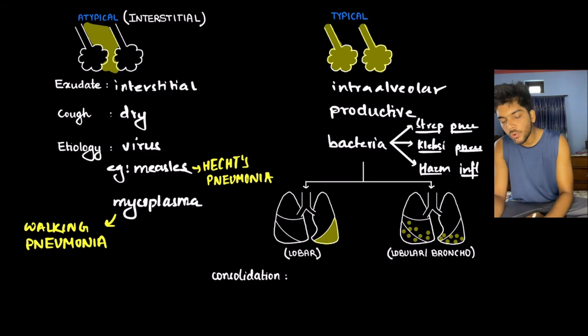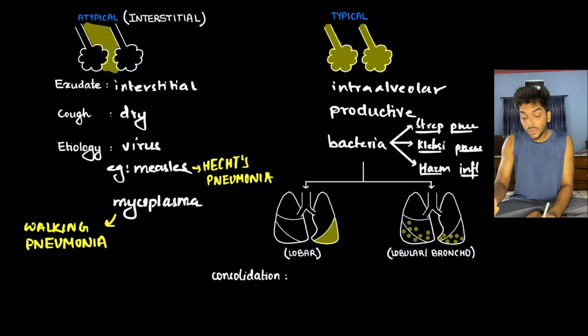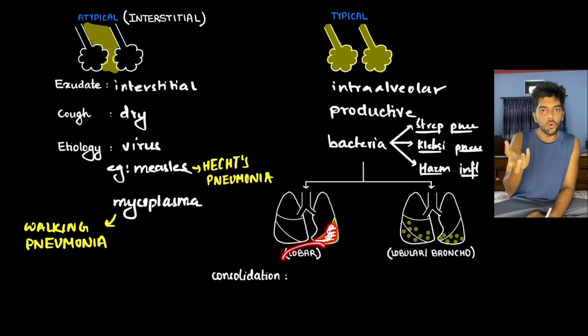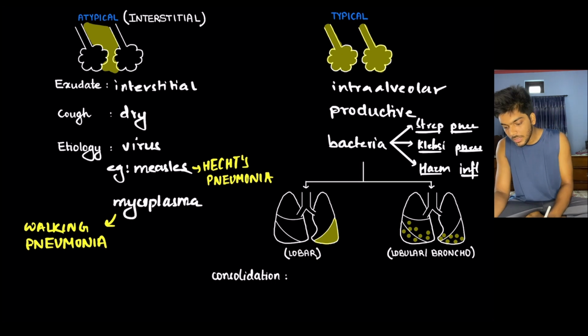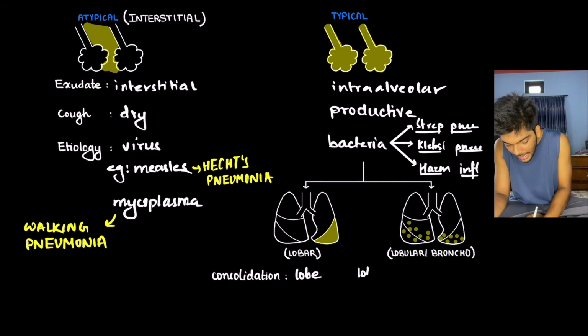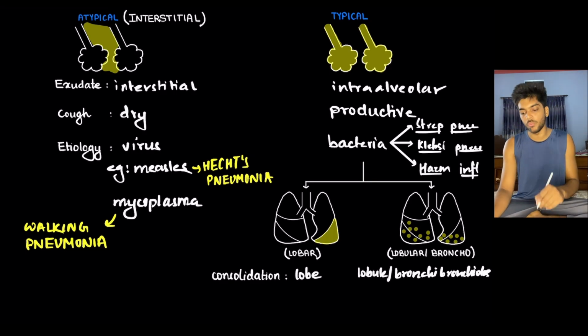Under typical pneumonia, again you have two types. If the consolidation of the complete lobe or a large part of the lobe of the lung takes place, that's lobar pneumonia. So if it's the lobe that gets consolidated, it's lobar pneumonia. If it's the lobule that gets consolidated, or bronchi and bronchioles that get consolidated, it's bronchopneumonia or lobular pneumonia.